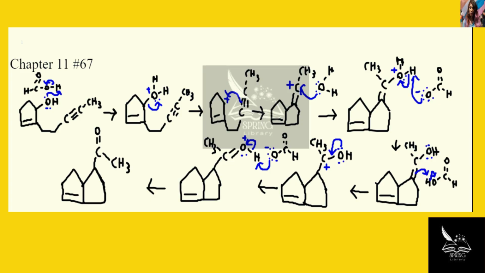Okay, so there it is. That's the stepwise mechanism for this reaction. So it's a protonation, water leaving, the alkyne acting as a nucleophile and adding to that carbocation to form the second ring, and then water adding to the carbon. That's the new location of the carbocation. That added water is deprotonated, and that's basically the enol. And then we just tautomerize from the enol to the ketone. And that's the answer to Chapter 11, problem number 67.